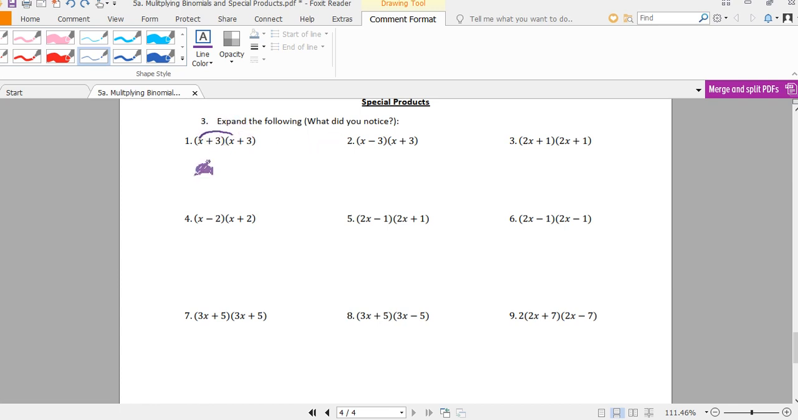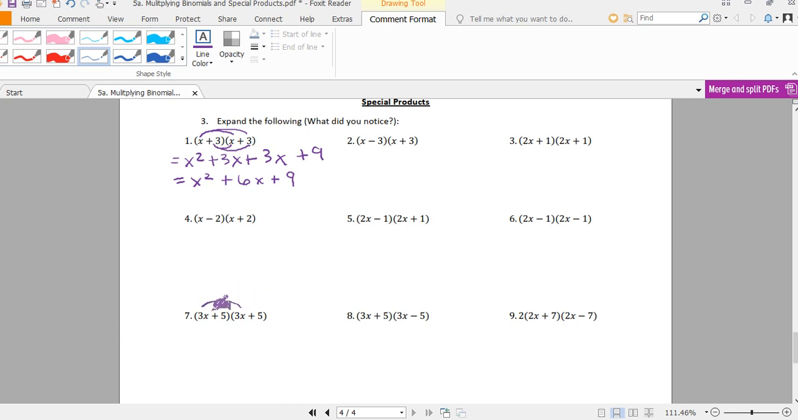So if I were to expand this, x times x is x squared, x times 3 is plus 3x, 3 times x is plus 3x, 3 times 3 is plus 9. Okay? Now let's simplify this. So x squared, and then 3x plus 3x is plus 6x plus 9. Okay. Now, I want to do one more example. So 1, and I want to do number 7 as well, because there obviously is a pattern.